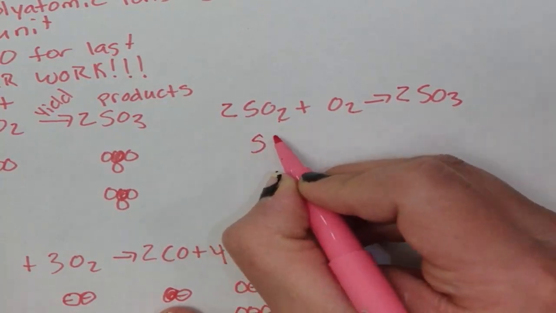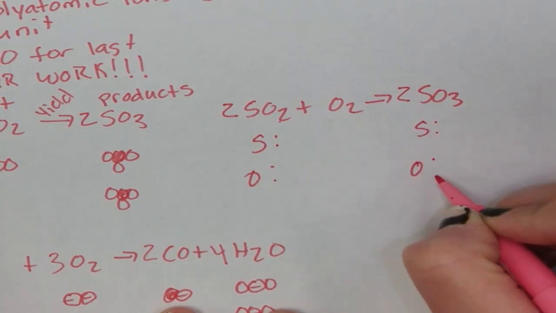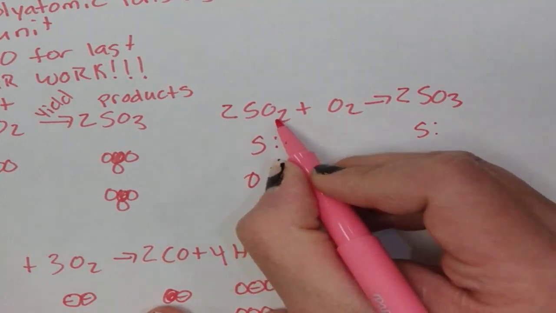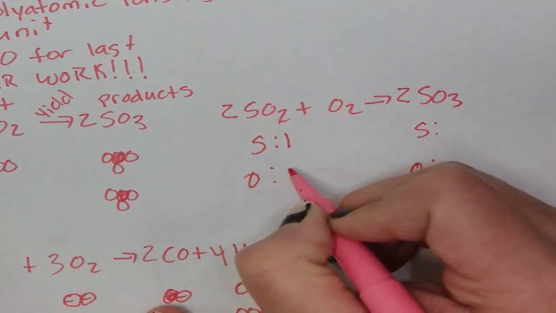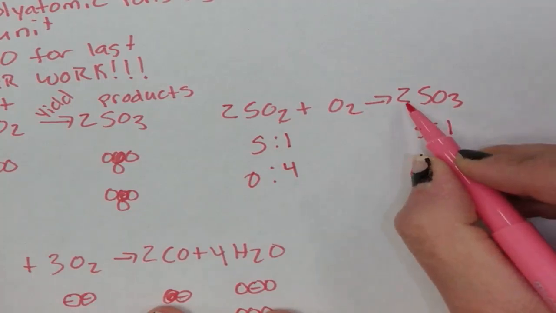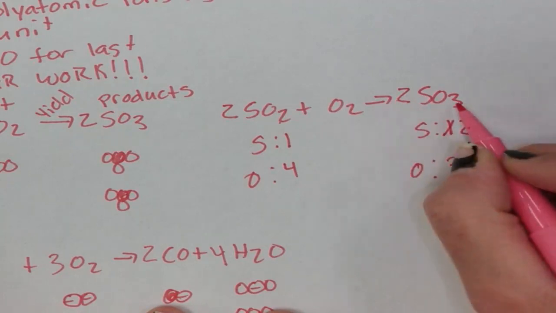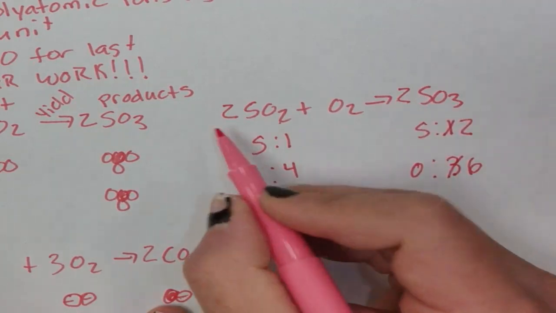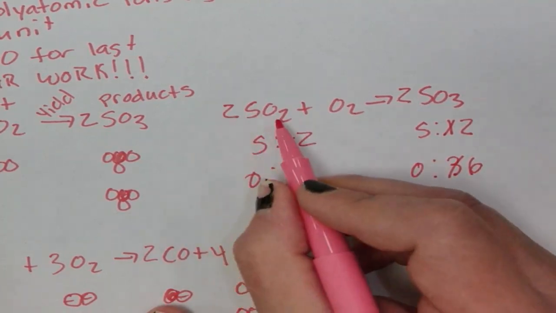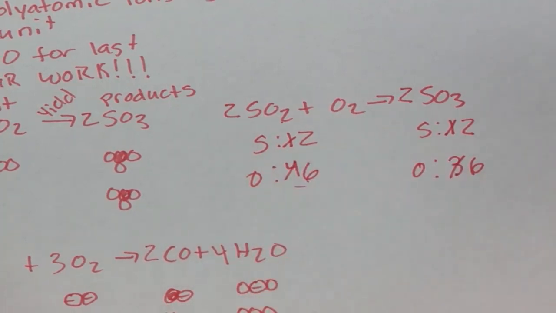So sometimes students like to write out their particular things. We started with 1 sulfur. We had 4 oxygens total. We had 1 sulfur and 3 oxygens, but when we put the 2 in front, 2 times 1 becomes 2, and 2 times 3 became 6. And when we put the 2 in front over here, 2 times 1 sulfur became 2, and 2 times 2 is 4, plus 2 is 6, so we can see that we balance.